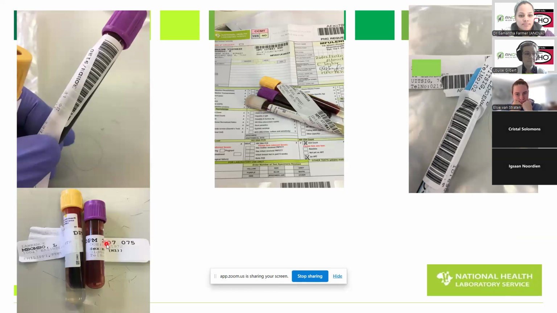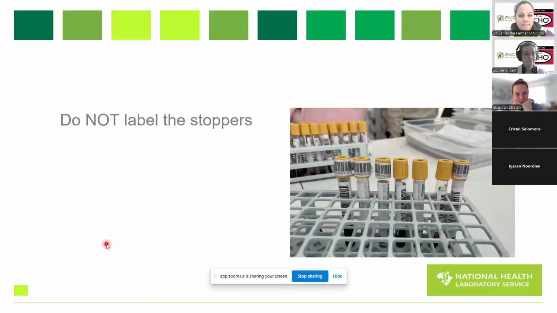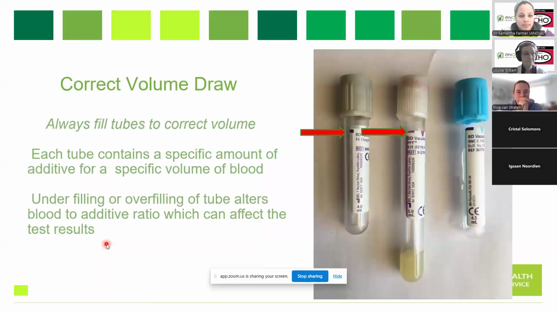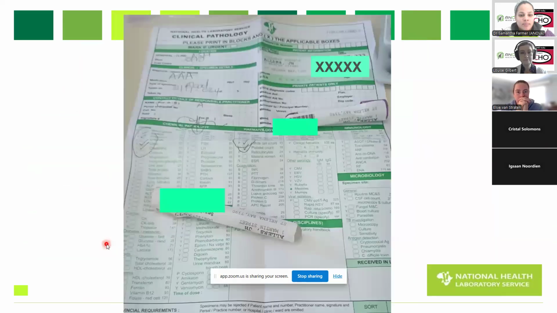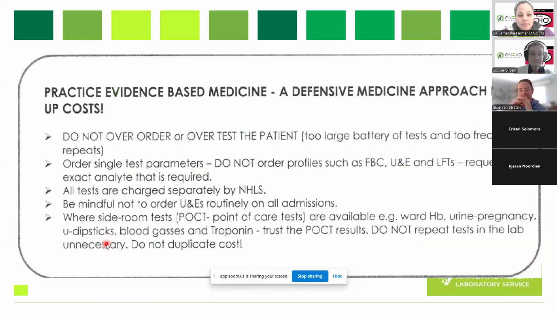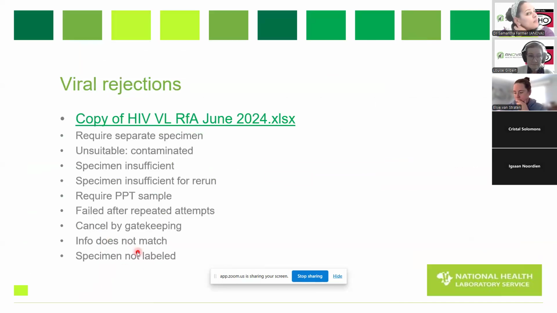There was something else I wanted to mention about the labeling, which I forgot. I wanted to mention information doesn't match. So I wanted to go to the top quickly. And this will be my last slide. This one here, information doesn't match. That's when the form says John and the sample says Peter.